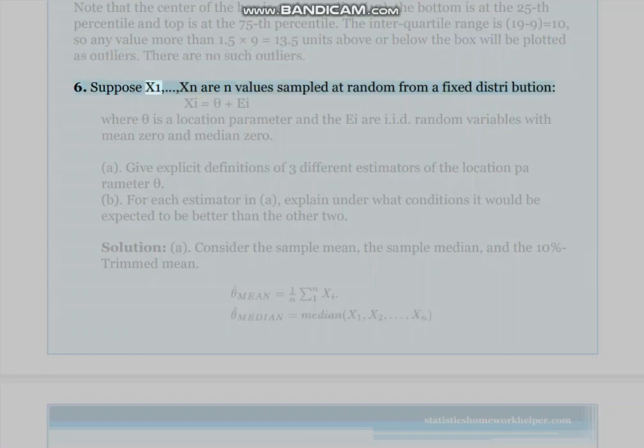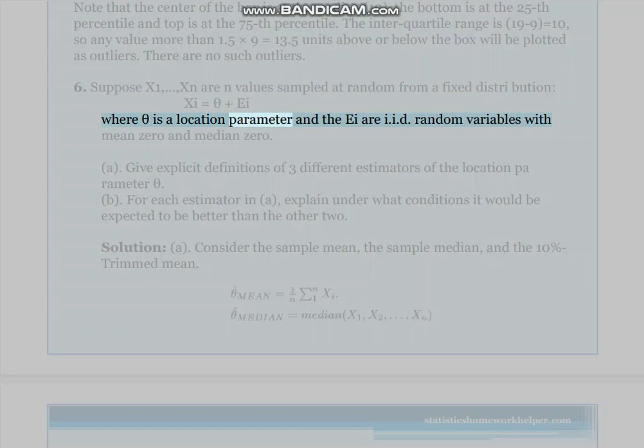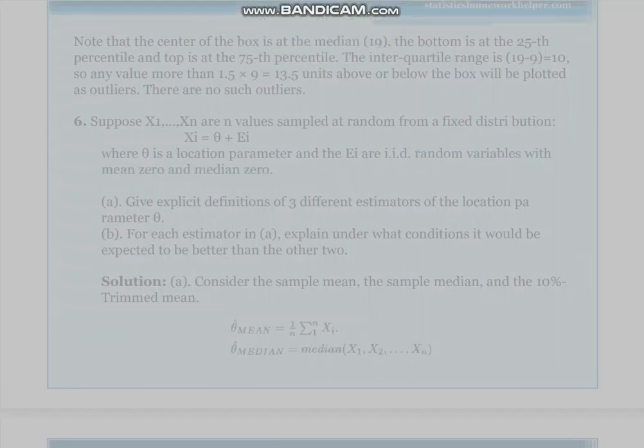6. Suppose x1, ..., xn are n values sampled at random from a fixed distribution. x_i equals theta plus e_i, where theta is a location parameter and the e_i are IID random variables with mean 0 and median 0. A. Give explicit definitions of 3 different estimators of the location parameter theta. B. For each estimator in A, explain under what conditions it would be expected to be better than the other 2.